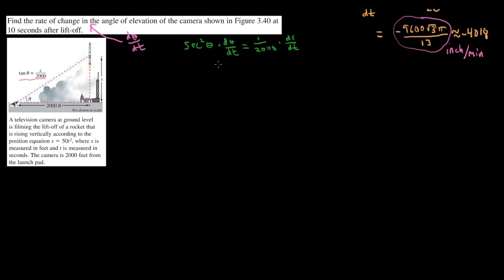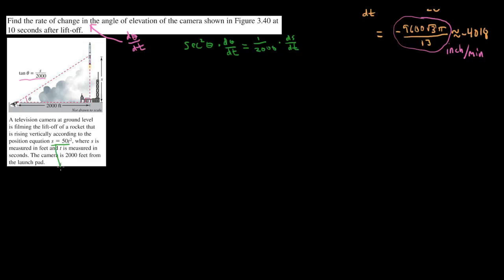We're eventually solving this for d theta dt. So what do we need here? We need ds dt, the change in s with respect to t, and we need to know what secant theta is. What's ds dt first of all? Well, we're given this down here, right? We're given that the rocket is traveling upward according to this function, 50t squared. So I think we can find ds dt really easily.